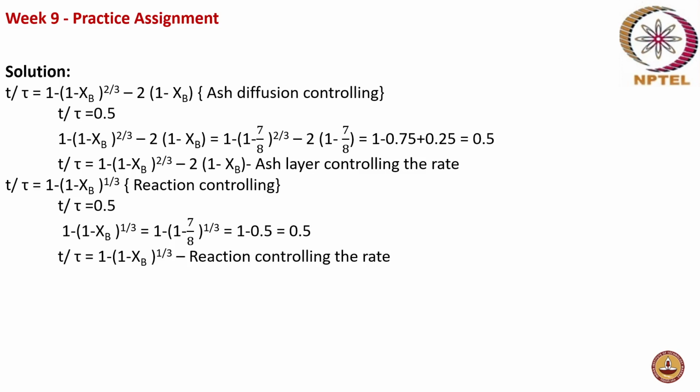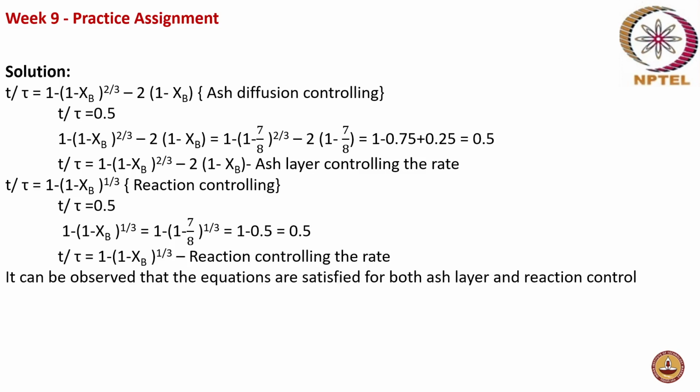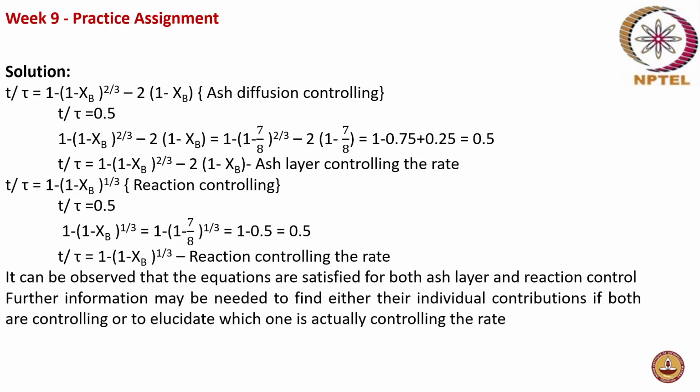So both are giving the same. It can be observed that the equations are satisfied for both ash layer and reaction control. So it can be either of them controlling, individually contributing, or one of them controlling, for which we need much more information. So we have to closely look into this reaction so that we can find which is the actual reaction controlling mechanism.